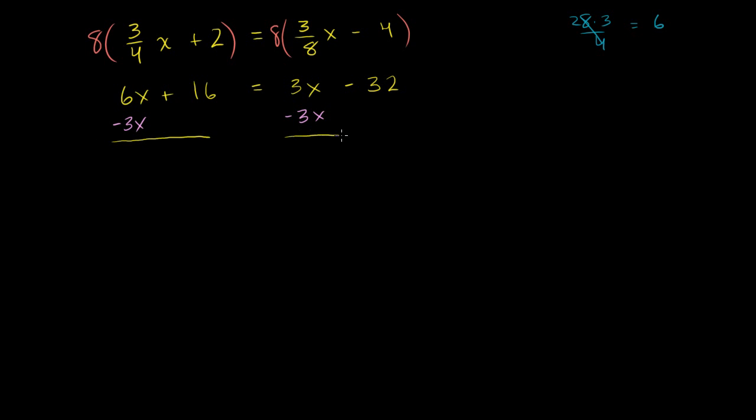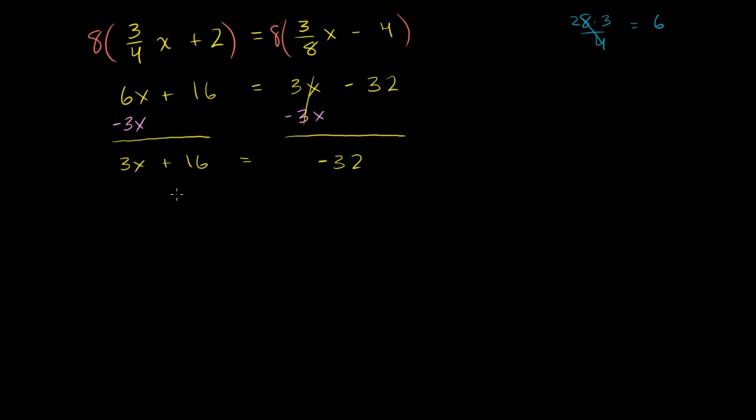The left-hand side of this equation, 6x minus 3x is 3x. 6 minus 3 is 3. And then you have a plus 16 is equal to 3x minus 3x. That's the whole point of subtracting 3x, is so that they cancel out. So those cancel out, and we're just left with -32. Now, let's get rid of the 16 from the left-hand side.